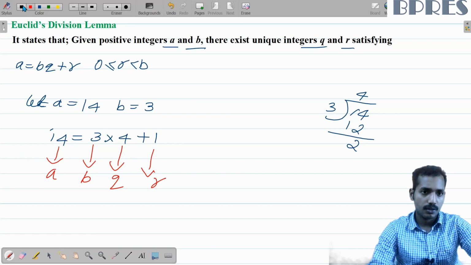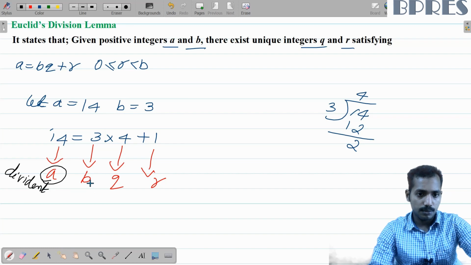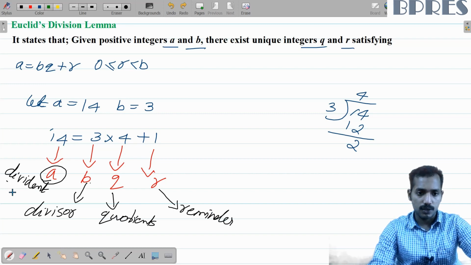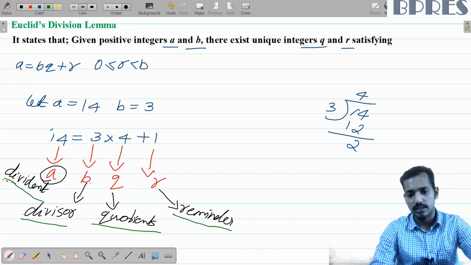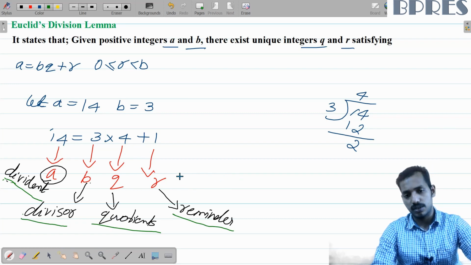That means a is called the dividend, b is called the divisor, q is called the quotient and r is called the remainder. We already learned in lower classes that dividend is equal to divisor into quotient plus remainder. This is the same as that one, but here it is just stated in a more appropriate way. Okay, so let's see some applications of Euclid division lemma.